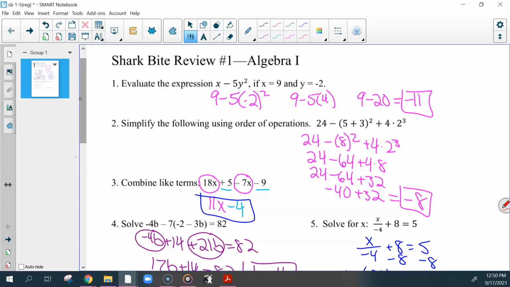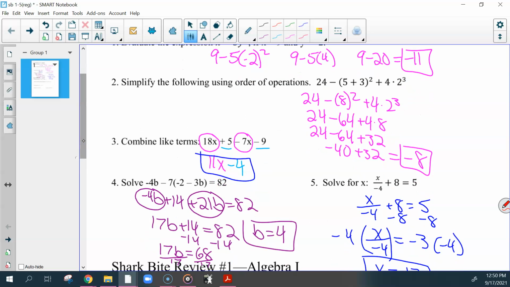For number 2, however you remember order of operations, PEMDAS, GEMDAS, GEMS, GERMS, whatever. Some sort of grouping parentheses needs to come first. Do 5 plus 3 to get 8. Do your exponents, you can do them both at the same time, do one at a time, either or. But you need to get this to be 64 and this to be 8. And then any multiplication or division, so multiply 4 and 8 to get 32. From here, you could subtract and then add, or add and subtract. I subtracted first to get negative 40. Plus 32 gives us negative 8.